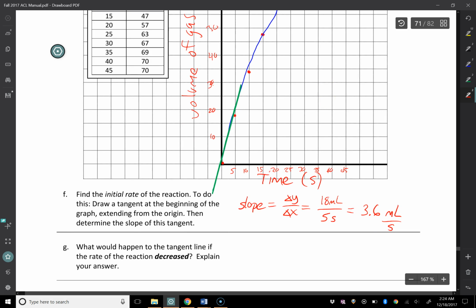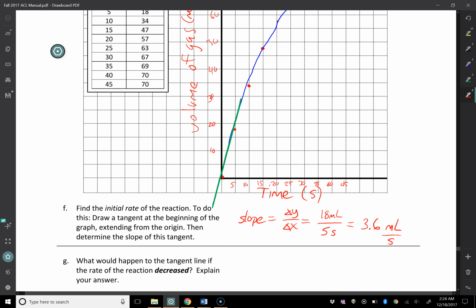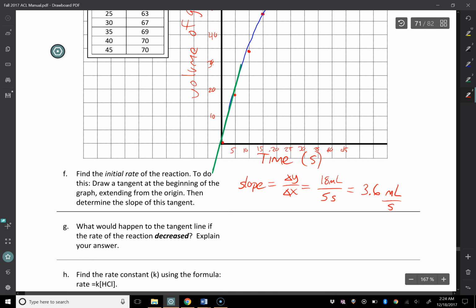Question G, what would happen to the tangent line if the rate of the reaction decreased? All right, so if the rate gets slower, that means we're going to have fewer milliliters of gas produced each second. So we really should see that tangent line start to flatten out. It's pretty steep the way it's drawn right now, but as the reaction slows down, the line should flatten out. And again, that's just because less gas is produced each second.